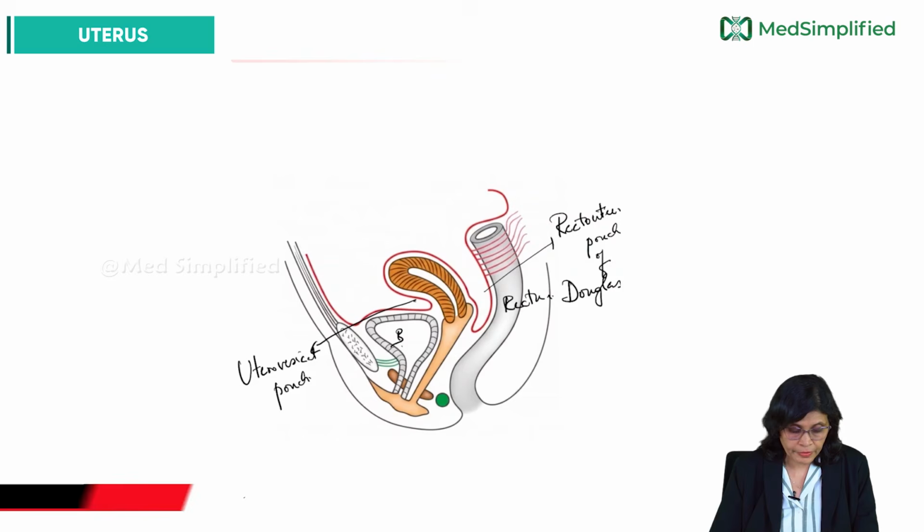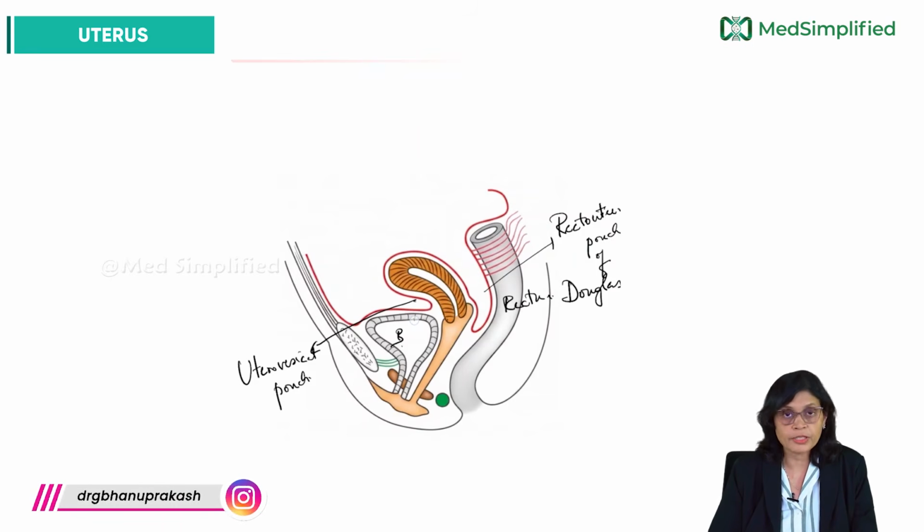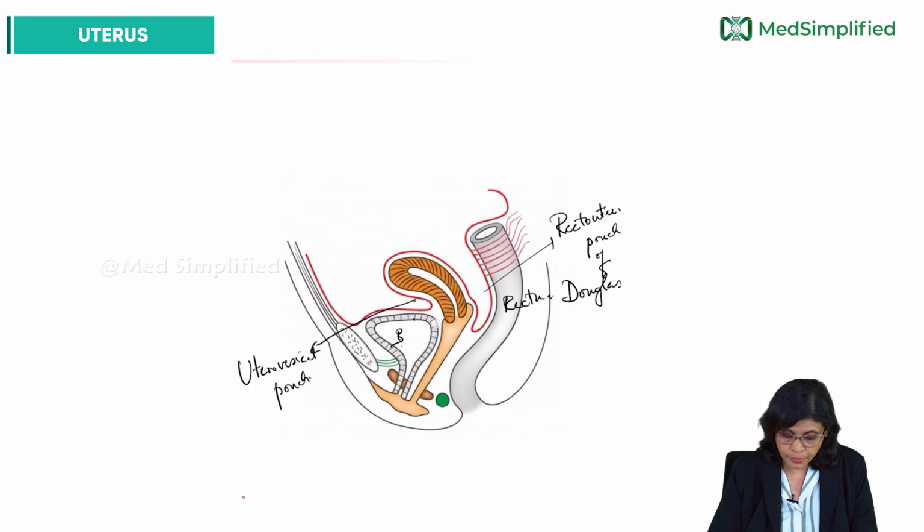Now when we see the relations, the body of the uterus is related to the uterovesical pouch as well as to the superior surface of the urinary bladder. Anteriorly, the supravaginal part of the cervix, above the vagina, is related to the posterior surface of the bladder, and the vaginal portion of the cervix is related to the anterior fornix of the vagina.